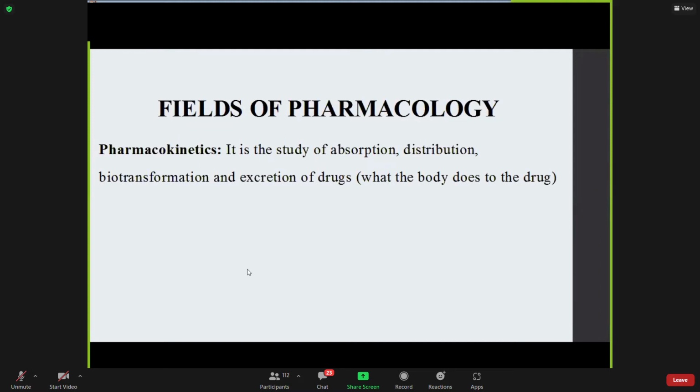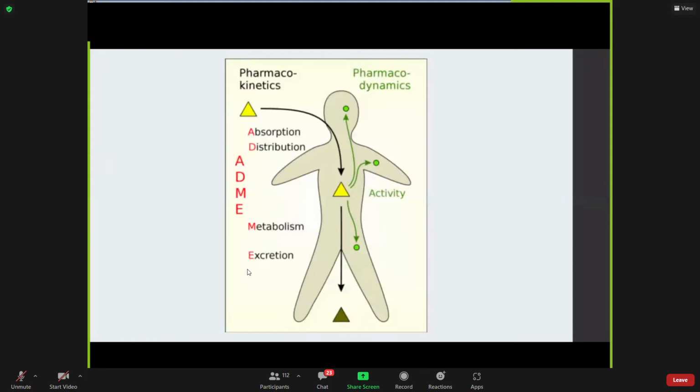The other field is pharmacokinetics. It is the study of absorption, distribution, biotransformation, and excretion of drugs. So in short, we can say it is what the body does to the drug. Once the drug is administered, how the body deals with that drug molecule, that is pharmacokinetics. So this is a diagrammatic presentation of pharmacokinetics and pharmacodynamics. Here you can see a yellow triangle is a drug molecule. When we administer any drug in the body, there are various phases that the drug has to pass through.